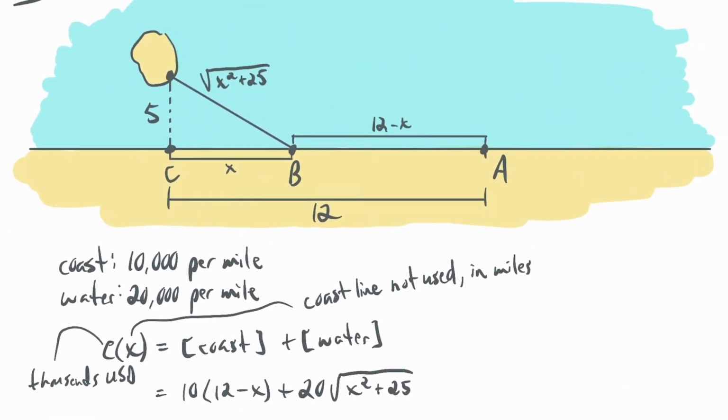And the way we approach this depends. There's a couple of things to think about. What numbers can x be? Could x be 0? Could x be 12? Right? 12 is the total distance from A to C. So if x is 0, remember x is the coastline not used in miles. If x is 0, that basically means that we're going all the way from A, using all the coastline, and then turning and going to the island. Okay.